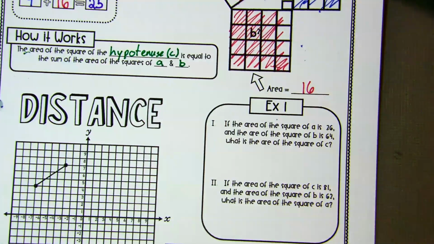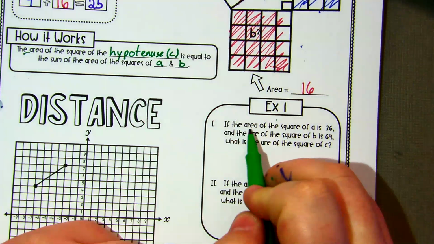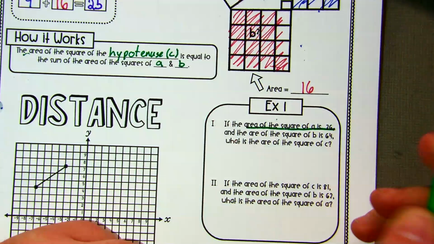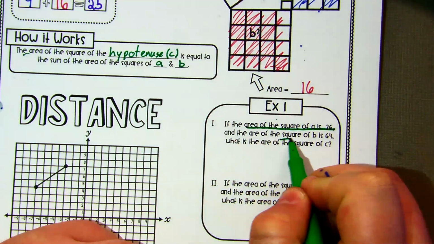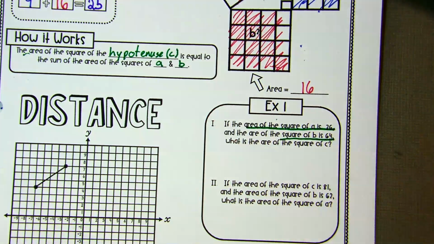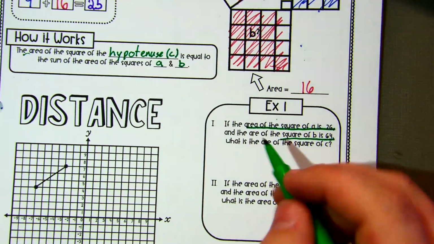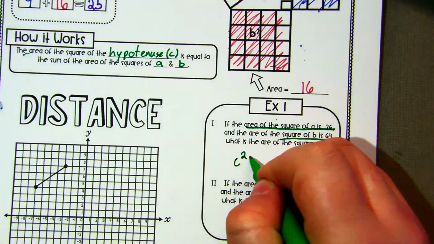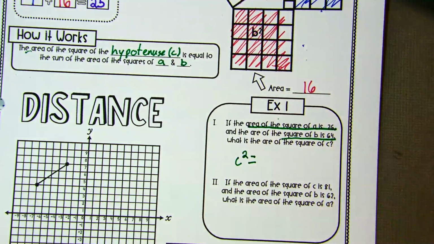Example 1 here gives us a couple practice problems. So if we say the area of the square of A is 36 and the area of the square of B is 64, what is the area of the square of C? So that's just to all of you. What is the area of the square of C?